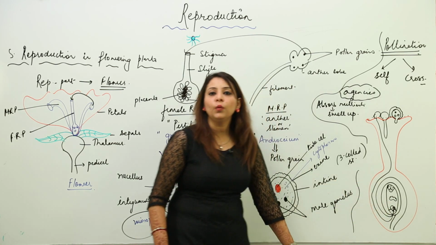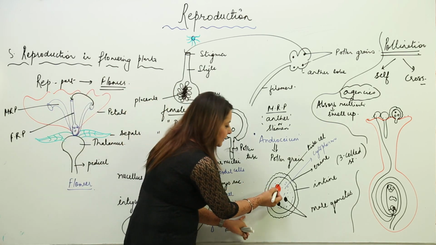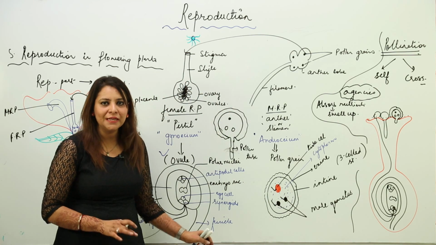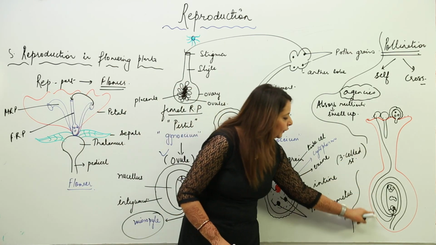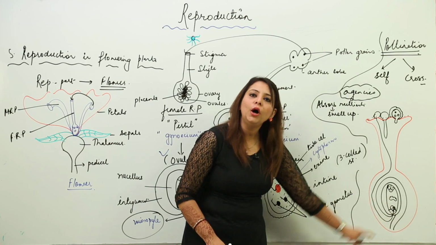And after entering, what does it do? It pours out all its contents. So what were its contents? That is the tube cell and two male gametes along with the cytoplasm. It possesses only these. So obviously when this tube enters the embryo sac through the micropyle, it pours out all its contents.